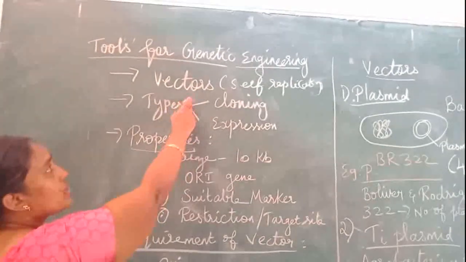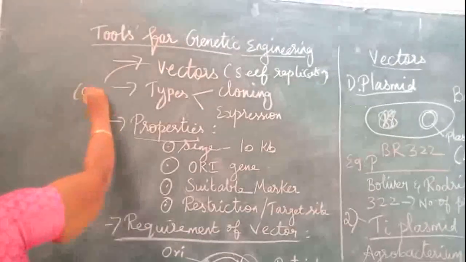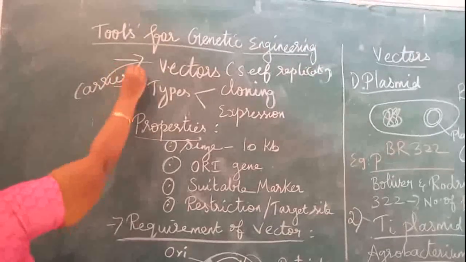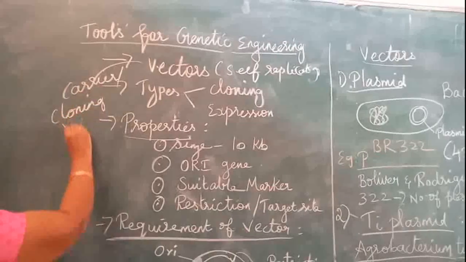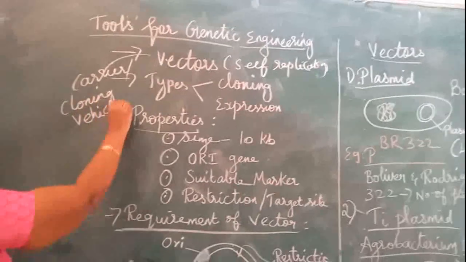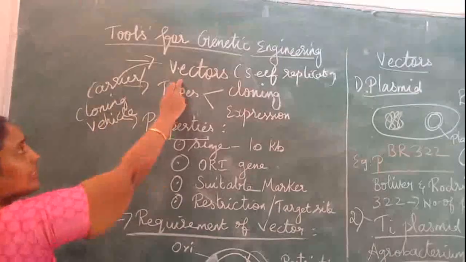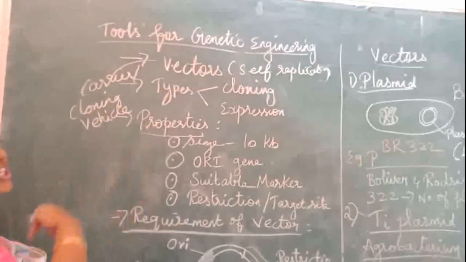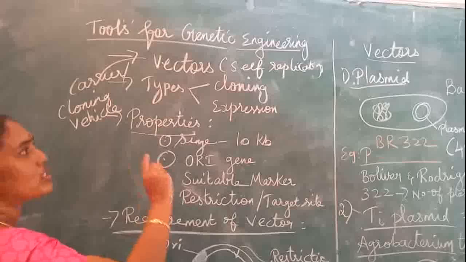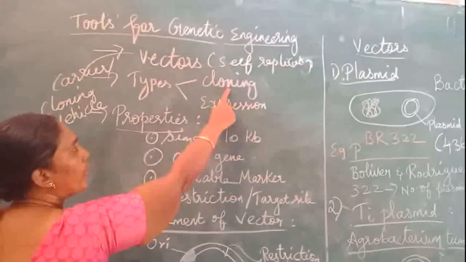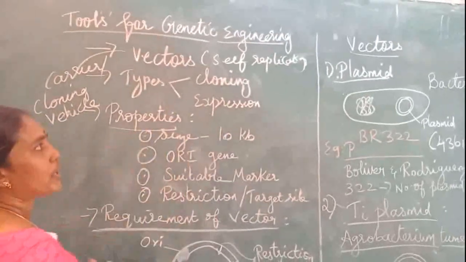So this vector is also called a carrier or cloning vehicle. A very important remark: cloning vehicle. It is nothing but a vector responsible for transferring our gene of interest into the host organism. There are two types of vectors based upon the function. One is called the cloning vector and the second one is the expression vector.